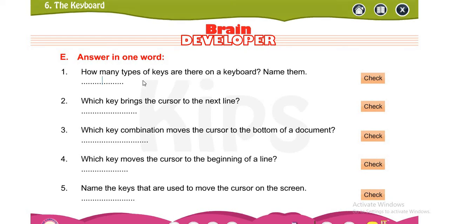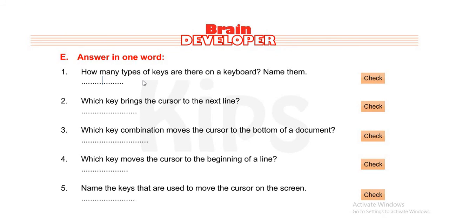All of you know how many keys there are. The types of keys are alphabet key, number key, special key, function key, and navigation key. In Points at a Glance, the second point, you have to write the answer: a keyboard has a different set of keys. These are alphabet key, number key, function key, navigation key and control key.